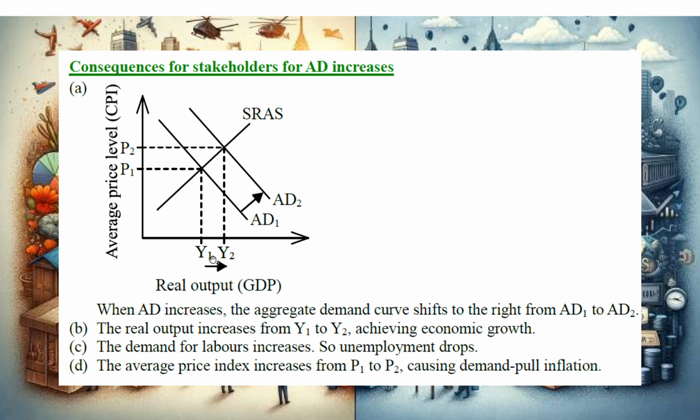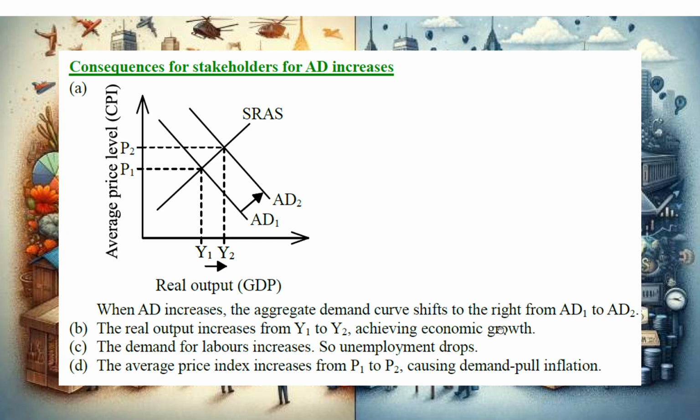So what happens when AD increases? Draw the graph. When AD increases, remember the five components: consumption, investment, government spending, exports, and imports. When they increase, they will increase the AD. When AD increases, the aggregate demand shifts to the right from AD1 to AD2. The real output increases from Y1 to Y2. Good, achieving economic growth.